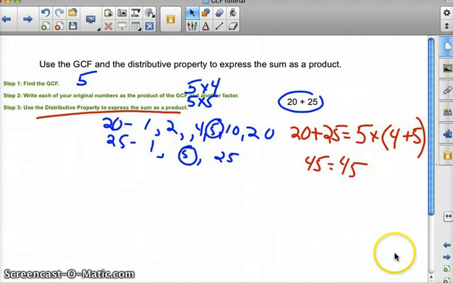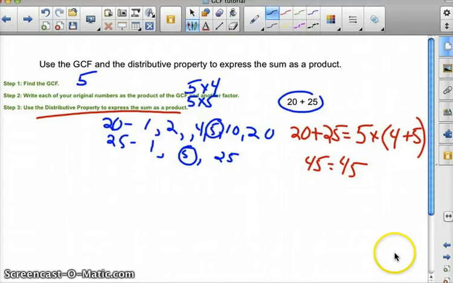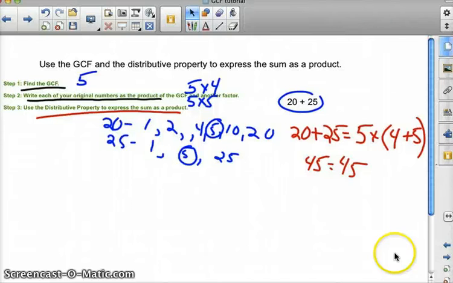Okay, so when you want to use the GCF and the distributive property to express the sum as a product, it sounds like a lot of work, but you've got to use the words to help you. Step 1, find the greatest common factor. Step 2, write each of your original numbers as a multiplication problem, okay, using the GCF. And then you're going to use the distributive property to express the sum as a product.